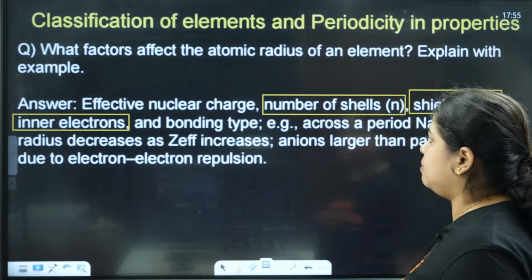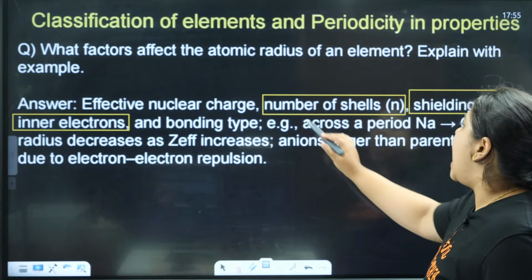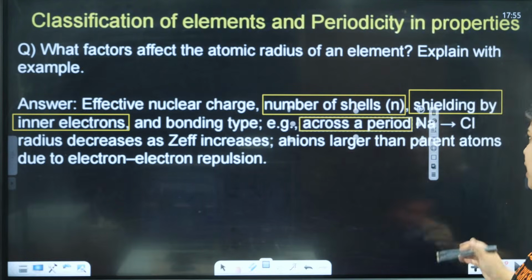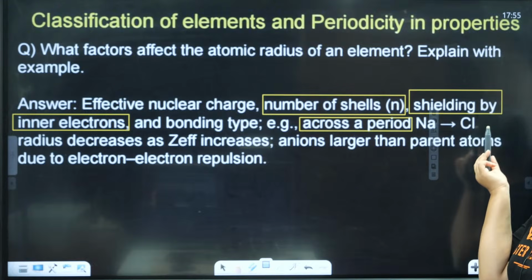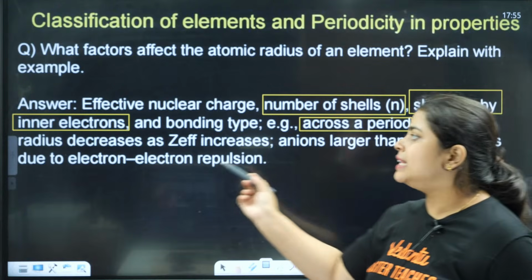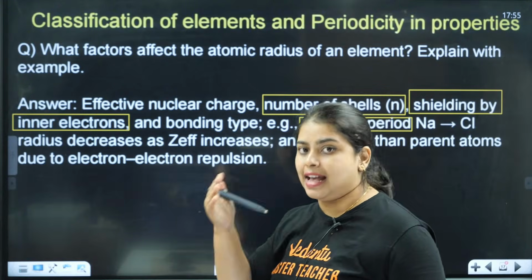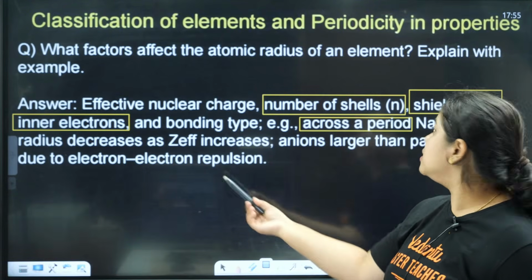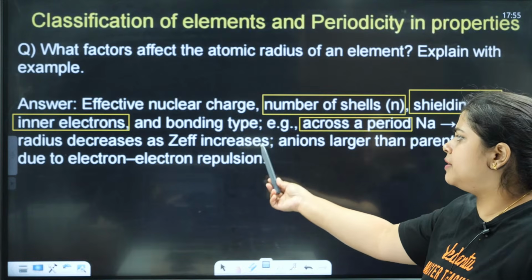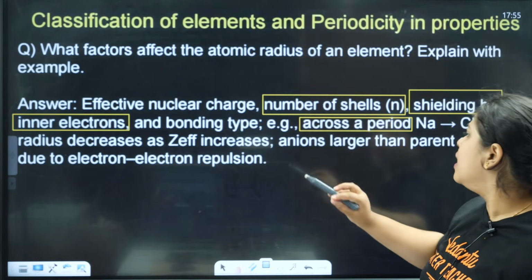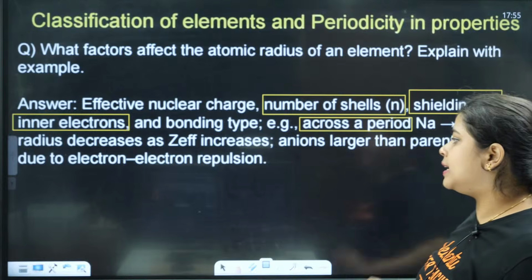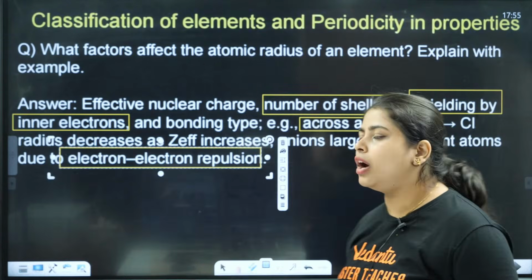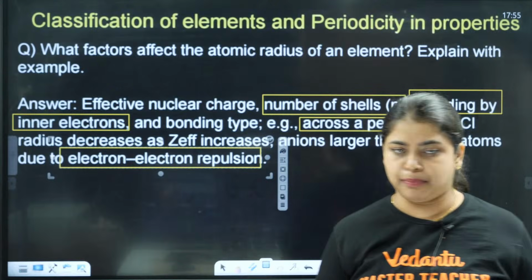And bonding type. What example can we take? Across a period, from sodium to chlorine, the radius will start decreasing as Z effective will start increasing. And the anions are larger than the parent atoms due to electron repulsion. Due to what? Electron repulsion.